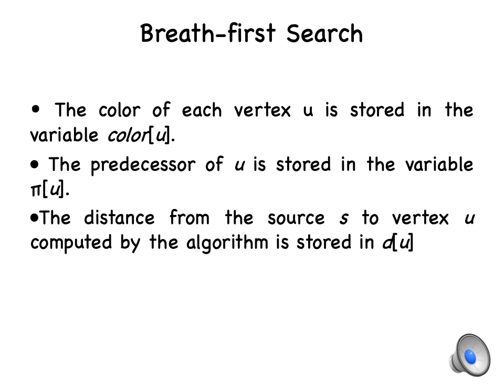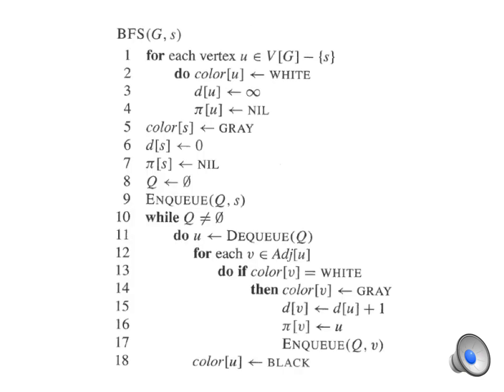The distance from the source S to the vertex U is computed by the algorithm and is stored in d of U. The distance of the source is considered to be 0, and in the next level the distance of U will be 1, then the distance below that will be 2. So at what distance we are standing from the source is stored in d of U. Now this is the algorithm. Let us take a look at this algorithm.